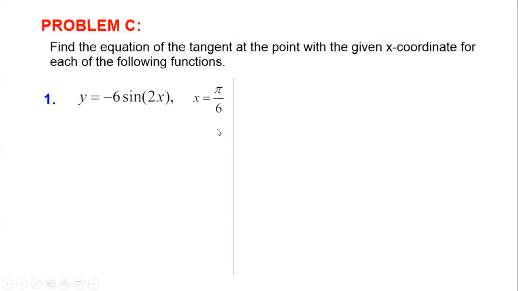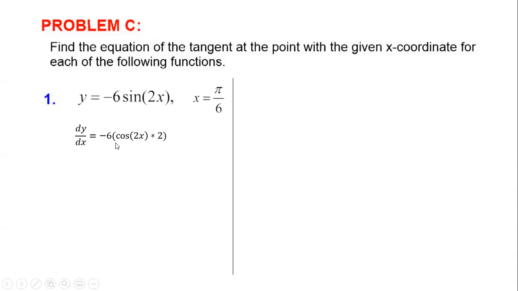So let's find the slope by finding the derivative of this function first. So that would be the minus 6, the cosine of 2x times 2. Hopefully that makes sense. We've done a few of these now, so hopefully that should make sense. So there's my derivative. I know I'm going to put the pi over 6 into that.